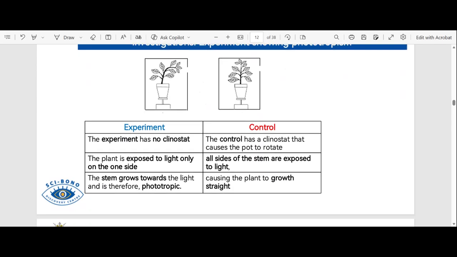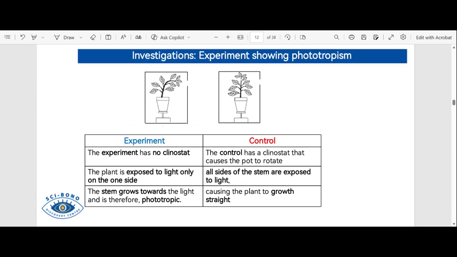Okay, so these are experiments, right? Let's just go through these experiments. So in an experiment, we have a clinostat. A clinostat is a device that rotates a plant.